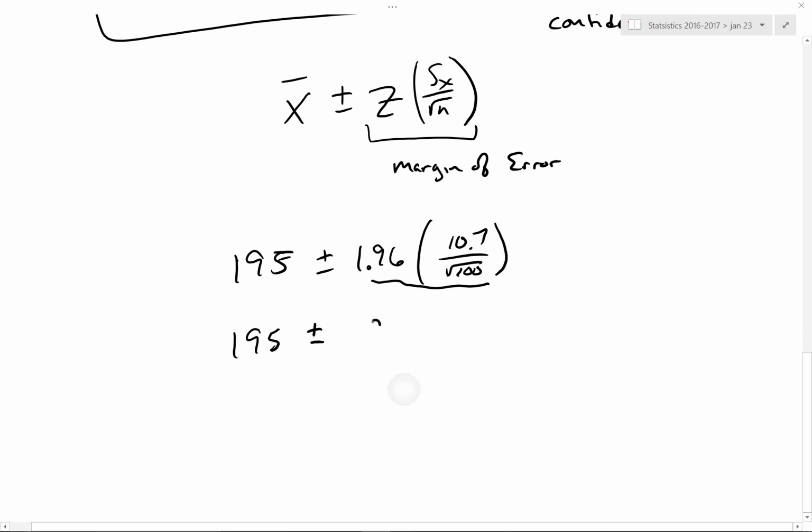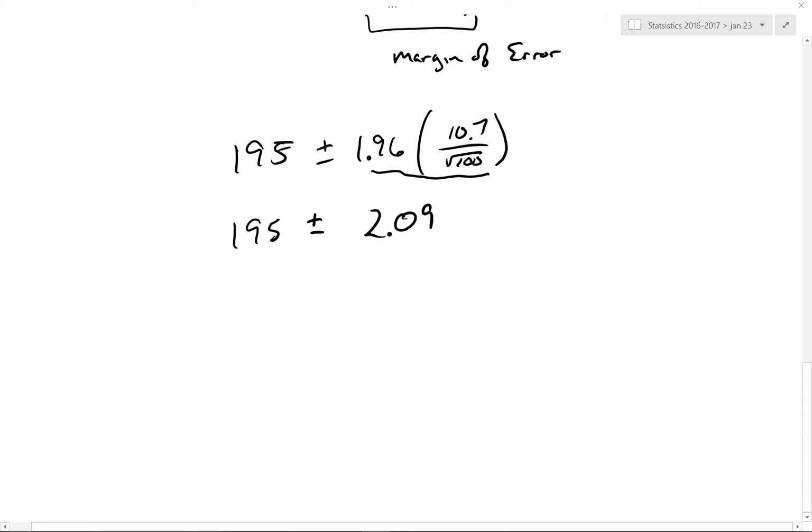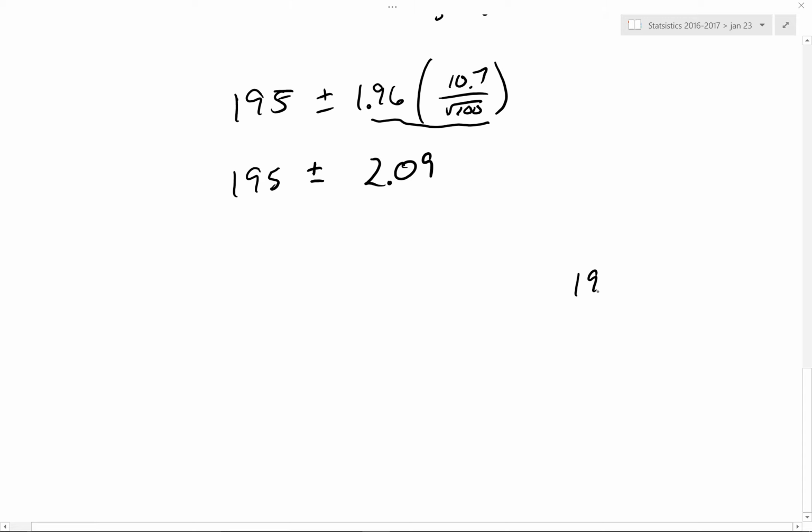All right, 2.09. Are you with me? Meaning that I could have as many as 197.09 or as low as whatever that subtracted is, 192.91. Right? Ta-da! That's it. 191, I don't think so. Oh, I see, 192. If it was 2, it'd be 193. There you go.